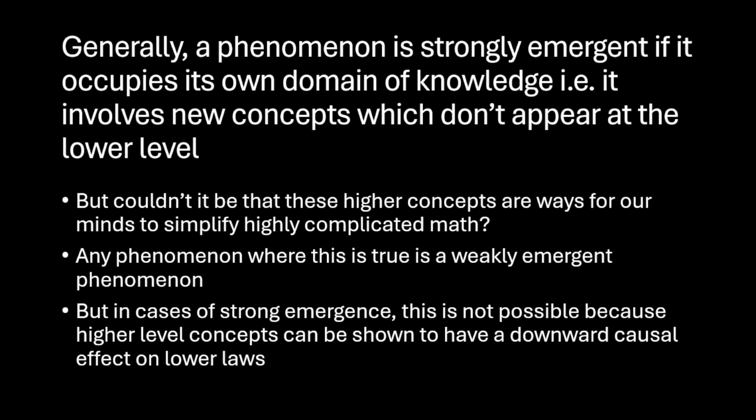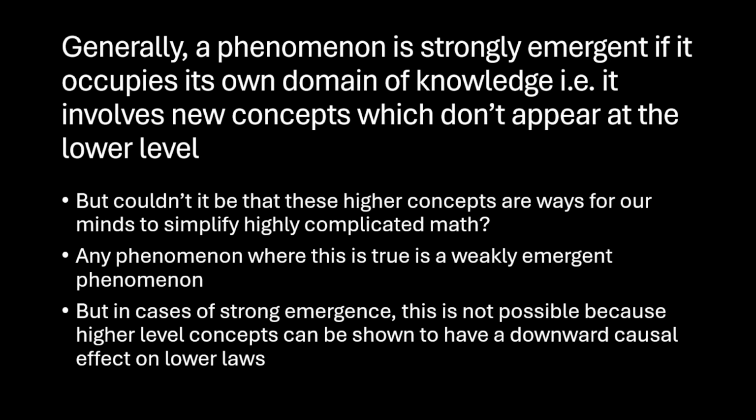Now, you might be thinking, isn't it possible that these higher level concepts are just ways for our minds to simplify highly complicated math? So, for example, we come up with theories of biology, of natural selection, for example. And that's just a simplified way to represent the standard model Lagrangian. Like, it's just a way to make these things more understandable, because if we were to actually do the math for every single particle, the calculations would just become astronomical and enormous. And so just to simplify things, we come up with these other theories. But in principle, you should still be able to use the fundamental laws. Well, any phenomenon where this is true is a weakly emergent phenomenon, okay? And there's no problem with that.